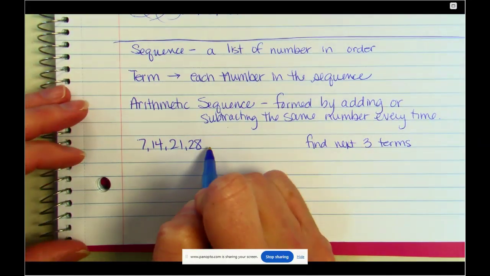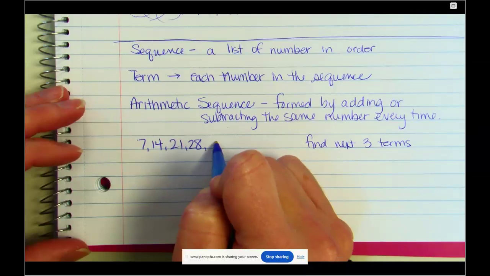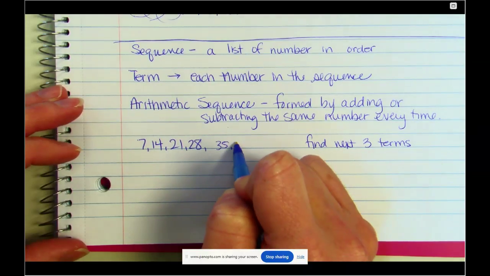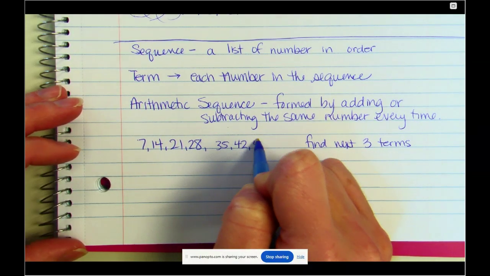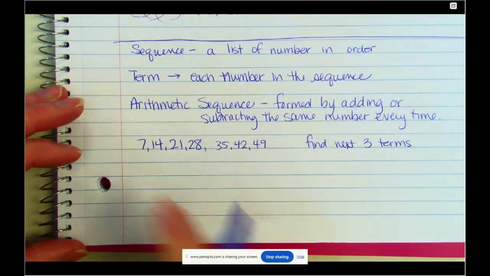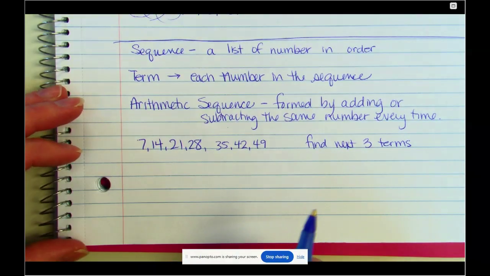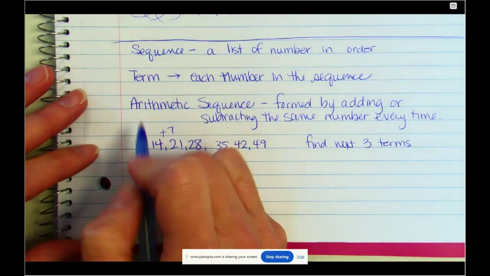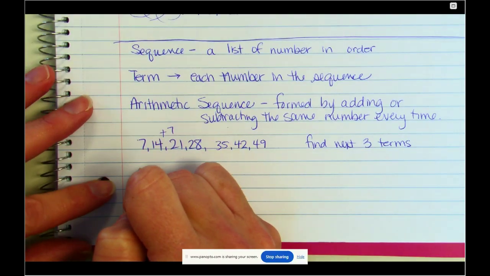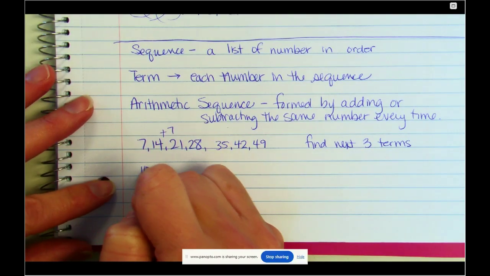Okay. What's the next one? Yep. What's the next one? 42 and 49. What's our pattern here? Yeah, we're adding 7. Okay, how about this one?